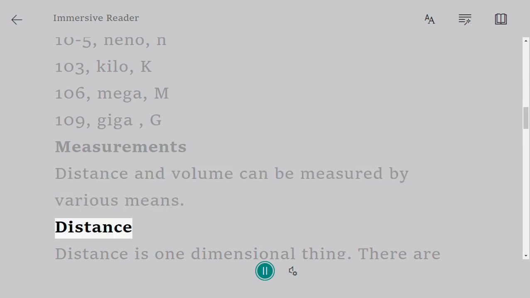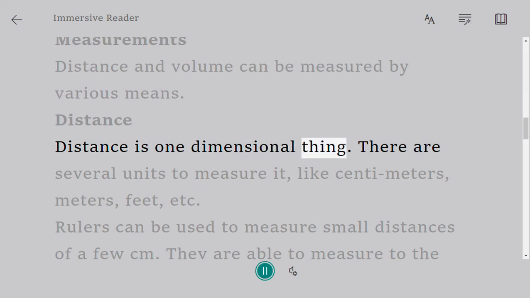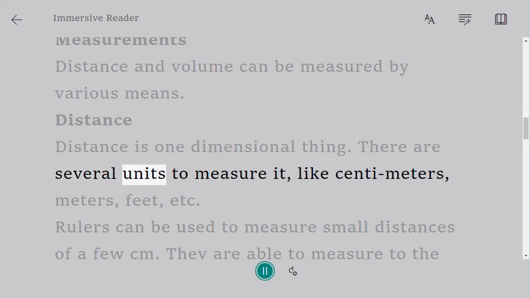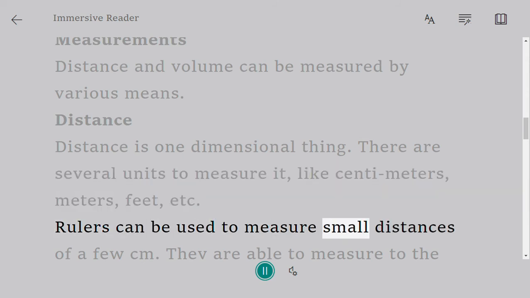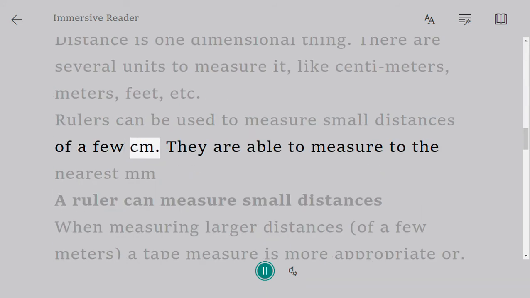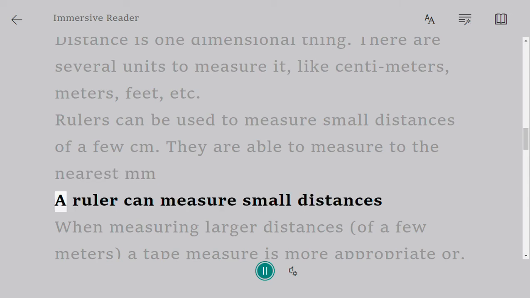Distance. Distance is a one-dimensional thing. There are several units to measure it, like centimeters, meters, feet, etc. Rulers can be used to measure small distances of a few centimeters. They are able to measure to the nearest mm. A ruler can measure small distances.